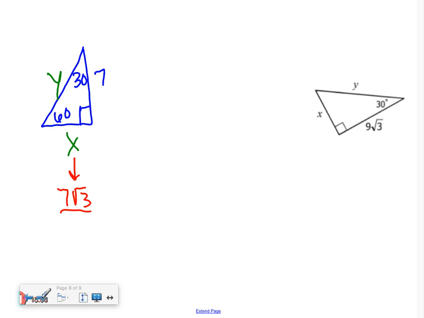So for the top one, for the 45, 45, 90, everything always ends up over 2. And then for this one everything always ends up over 3. So did you guys get 7 root 3 over 3 for your short leg? Yeah. And then your hypotenuse? 14 root 3 over 3? Thumbs up. Yes.